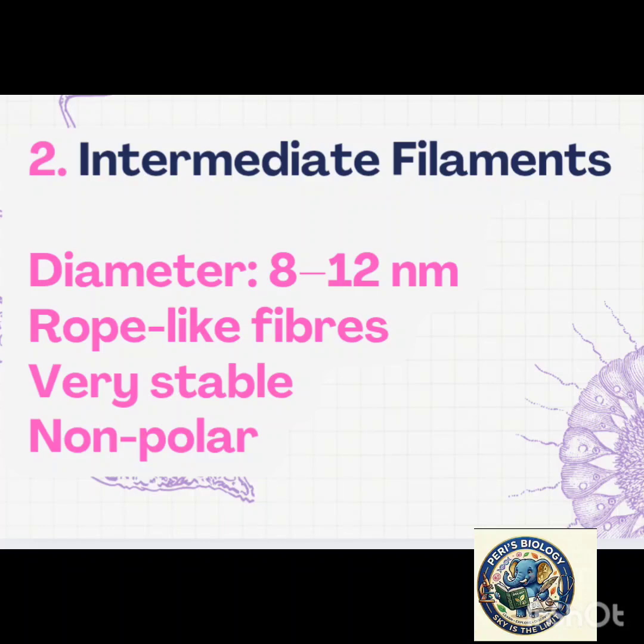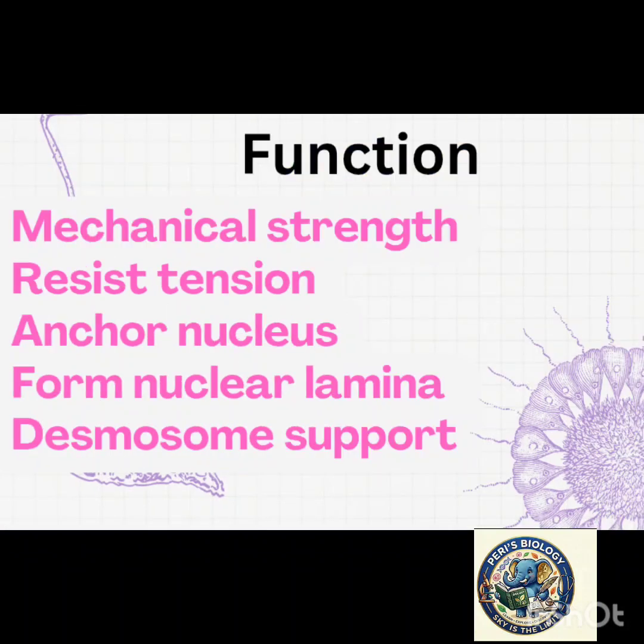Next is intermediate filaments. It has a diameter of 8 to 12 nanometer. It is very tough and rope-like fibers. They are very stable and show non-polarity. These filaments have two major functions, namely they stabilize cell structure and they resist tension. In detail, they provide mechanical strength and stability. They anchor nucleus. Lamins of nuclear lamina are a form of intermediate filaments. These filaments connect desmosome to the adjacent cell.